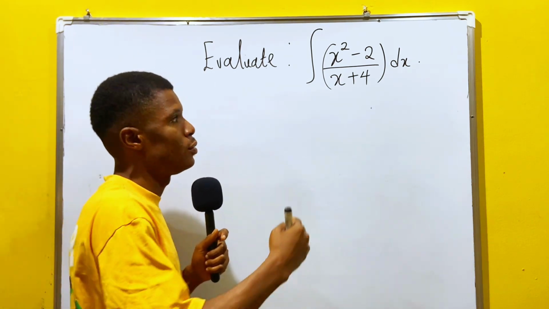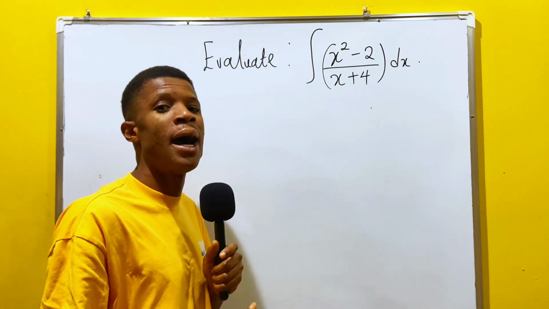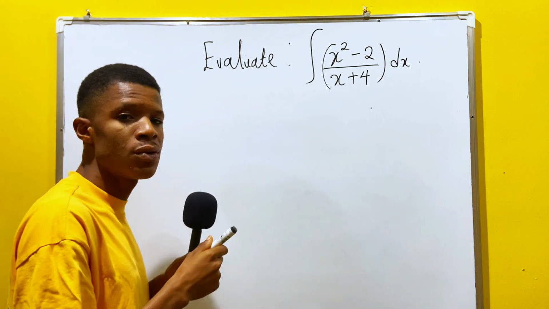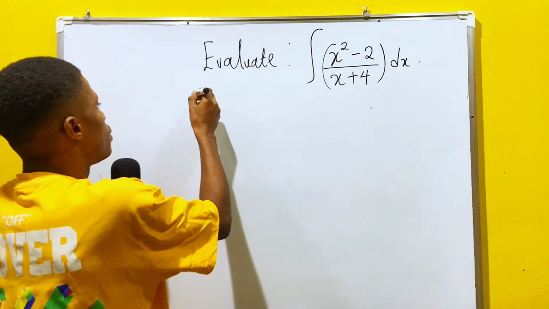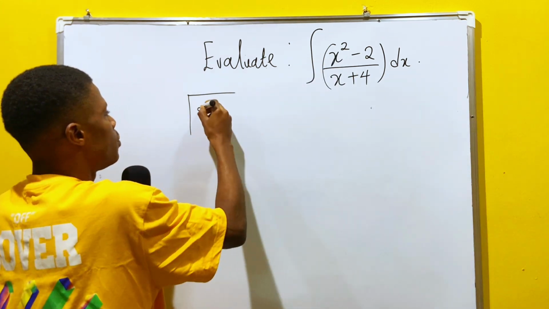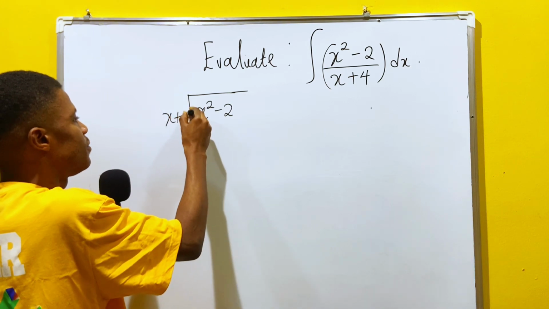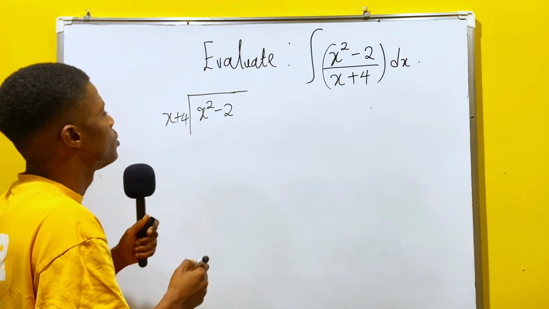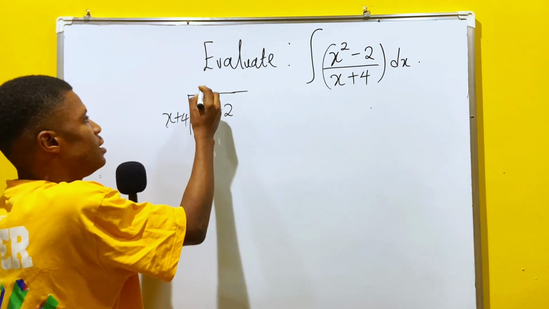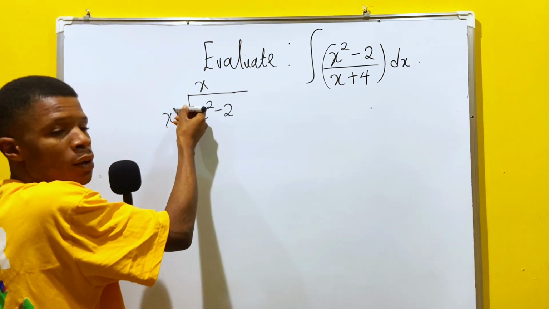So the first thing we have to do is to divide the numerator by the denominator so that we can reduce the degrees. So we are going to make use of the long division method. So you can now see that the numerator, x squared minus 2, will go inside, divided by x plus 4. So let's divide. We are going to use the x to divide the x squared. x divided into x squared is what? x. Okay? So we are going to use our answer to open up this.